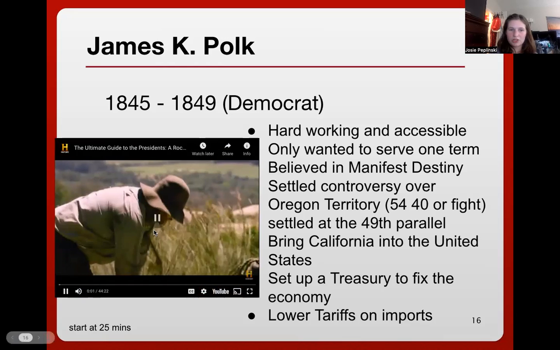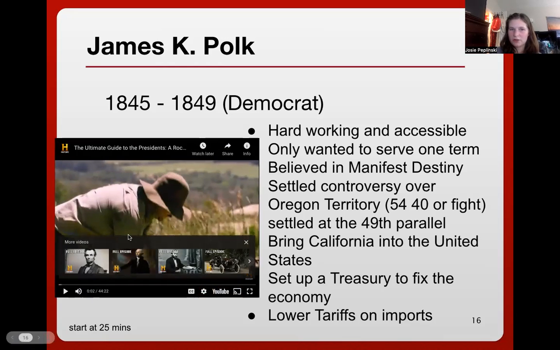We're not going to watch this right now. This is just an additional resource for you to learn about James K. Polk if you choose.